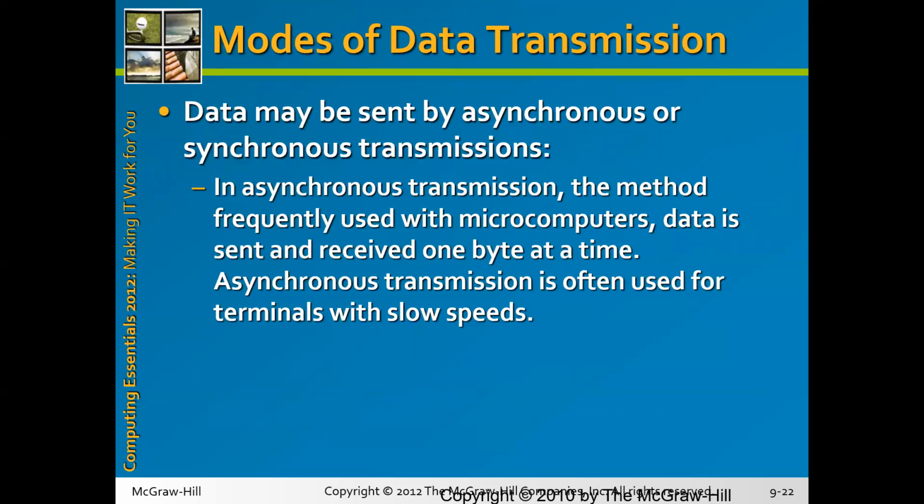Modes of data transmission. In asynchronous transmission, the method frequently used with microcomputers, data is sent and received one byte at a time. Asynchronous transmission is often used for terminals with slow speeds. Its advantage is that data can be transmitted whenever convenient for the sender. Its disadvantage is a relatively slow rate of data transfer.